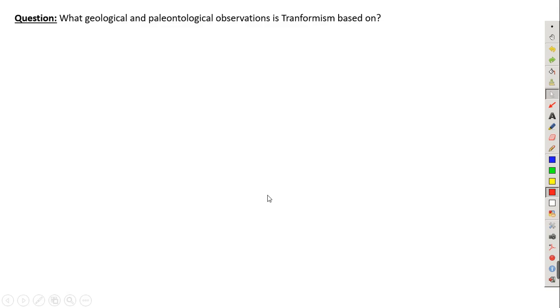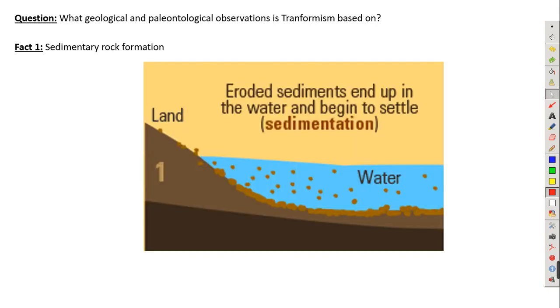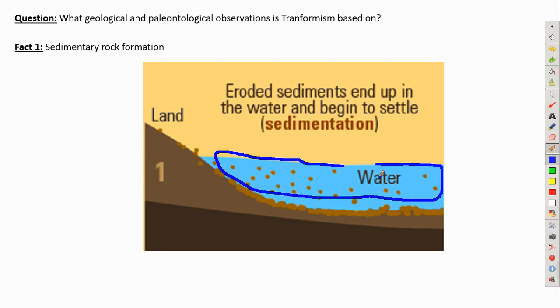Let's talk about the different observations. They're mostly geological and paleontological observations. The first one we're going to look at is sedimentary rocks. You need to know how sedimentary rocks are formed to be able to understand why this was a key element in coming up with these theories on transformism. This diagram will help us explain how sedimentary rocks are formed. The formation of sedimentary rocks implies that you need a large reservoir of water. It can be a lake, an ocean, or the sea, but you need, in any case, water.